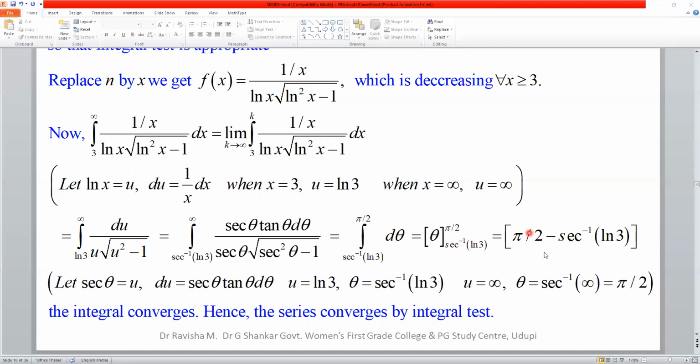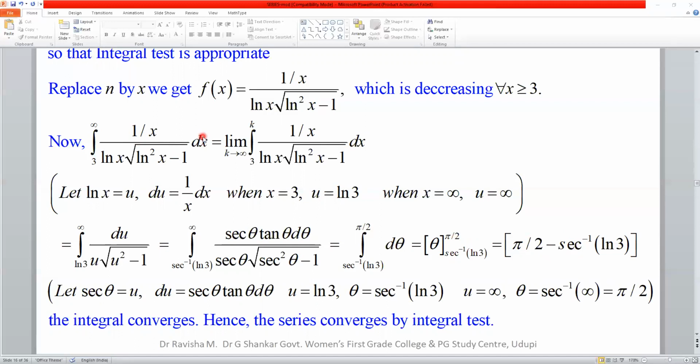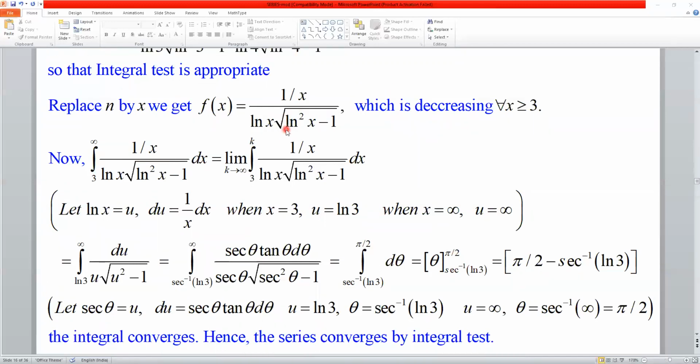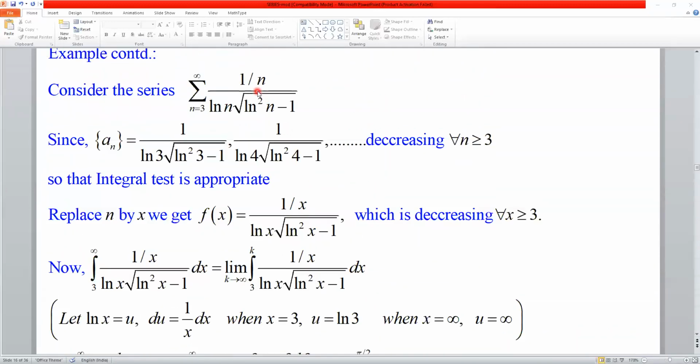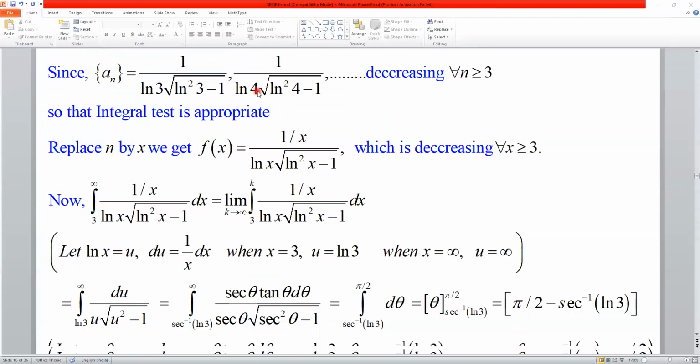So this is a finite value. This is a finite value, therefore the integral converges. If the integral converges, we can conclude that the given series also converges by using the integral test.